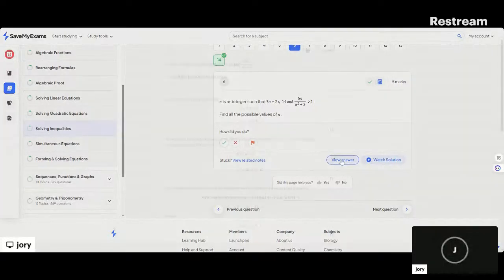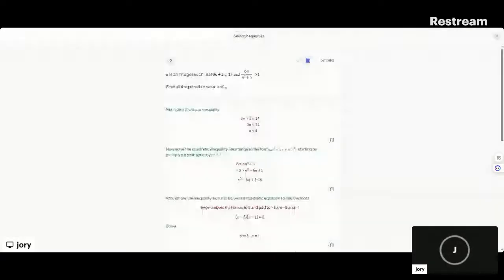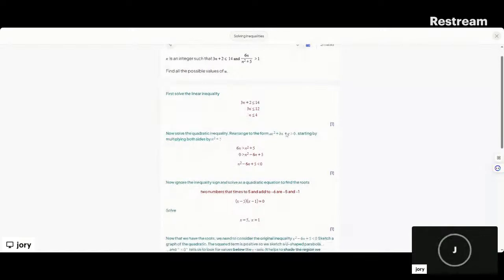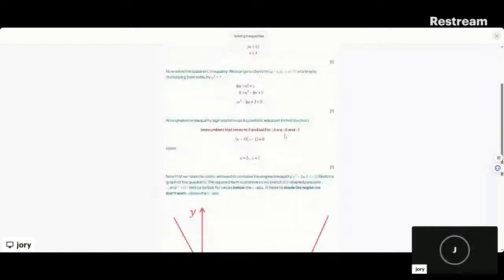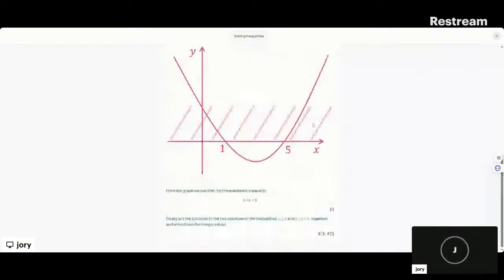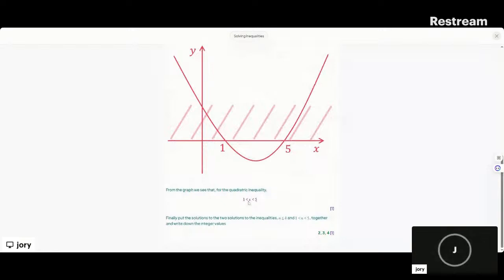View the answer. 1 mark is for n less than or equal to 4. And then 1 mark is for making n squared minus 6n plus 5 is less than 0. And then 1 mark for factoring. And then 1 mark for this. Oh, here's where my mistake is at.